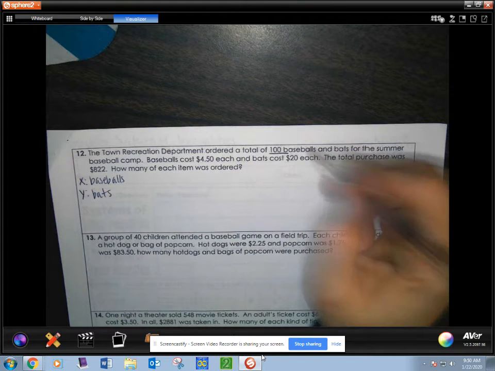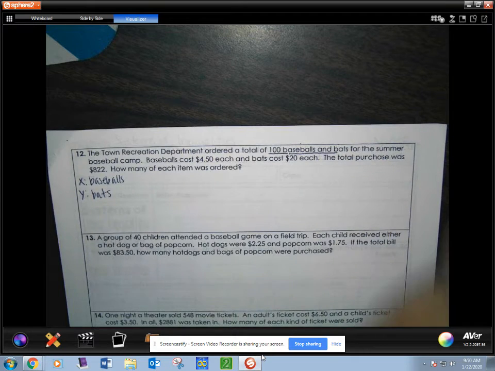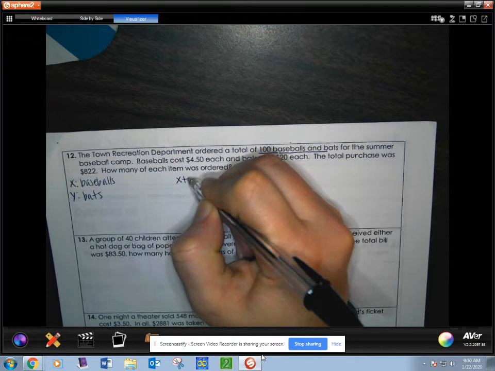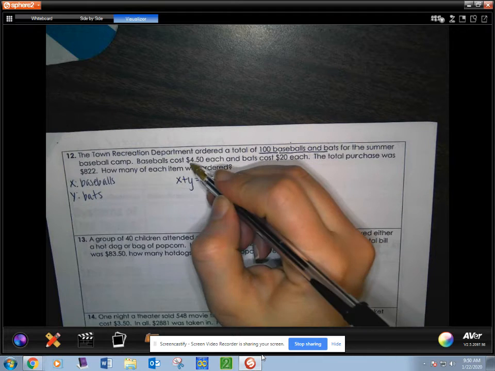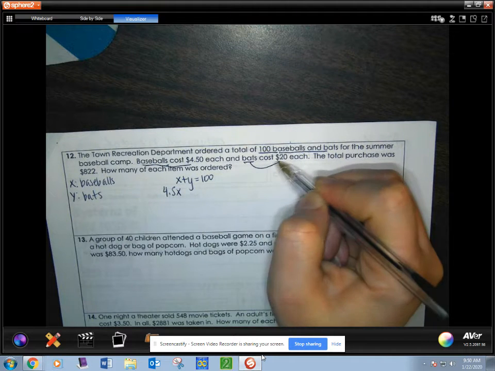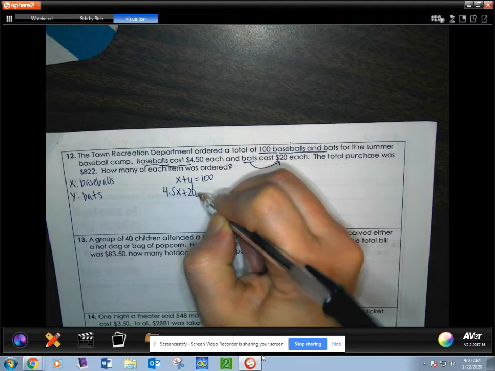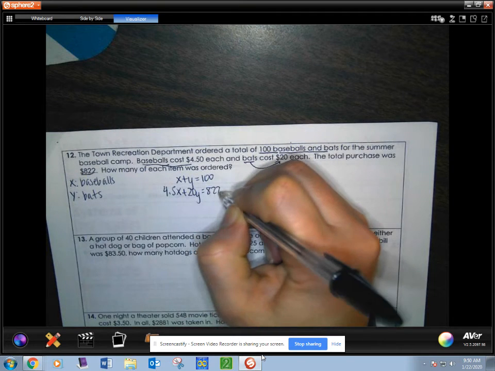So I know that there's a total of 100 of each. I don't know how many baseballs I have. I don't know how many bats I have. So I do x plus y and it equals 100 because that's just how many I have. And then remember, you always keep money with money. So baseballs are $4.50, so I'm going to put 4.50x, and bats cost 20, so plus 20y. And I got a total of $822.